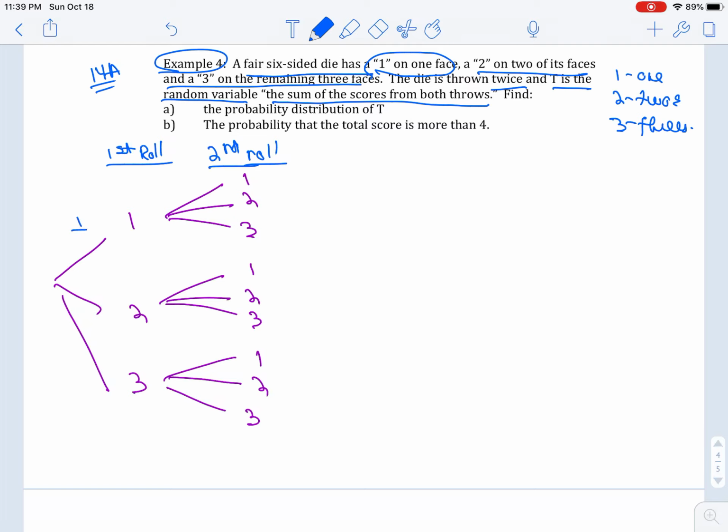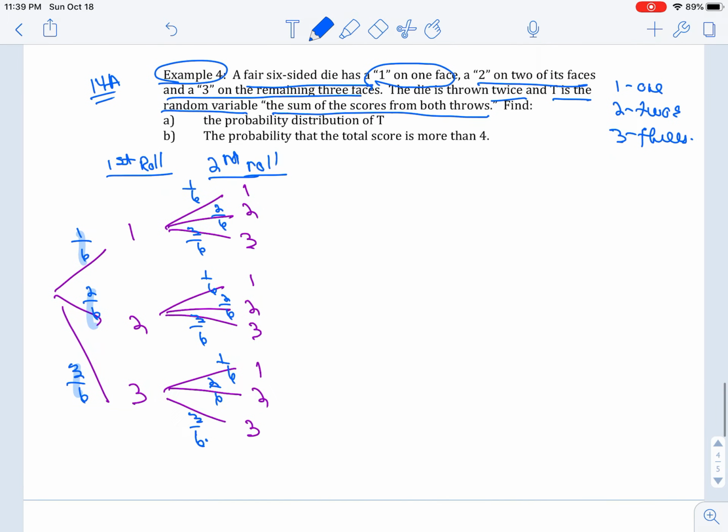So the probability of getting a 1, if it only has one on the 6 sides, is 1 out of 6. The probability of getting a 2 is 2 out of 6, and the probability of getting a 3 is 3 out of 6. Remember that these values should add up to 1, and they do. It's the same thing for the second roll: 1/6, 2/6, 3/6, and so on for each branch.